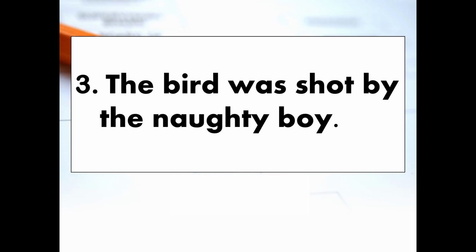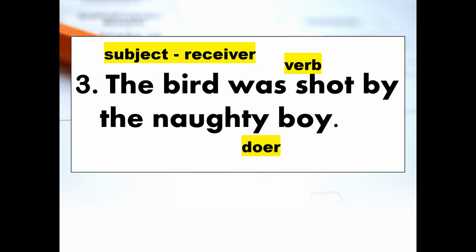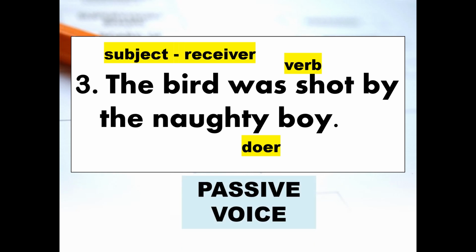So who do you think is the doer of the action? Yes, the naughty boy is our doer here. And the verb done by the naughty boy is shooting the bird. The bird here turns out to be the subject of the sentence, but the bird here is the receiver of the action done by the boy. Therefore, this is passive voice, since the doer is now part of the predicate.